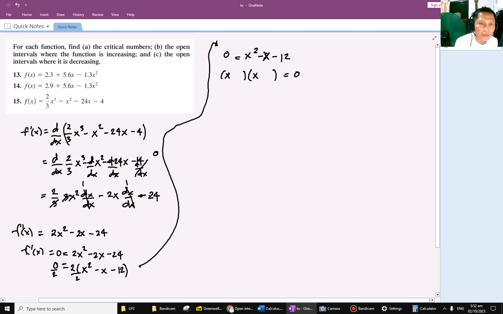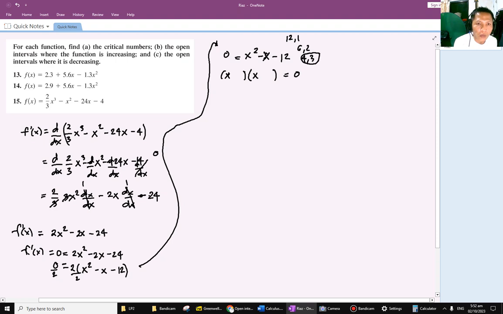The next is to find factors of negative 12, that will give you this one. So for negative 12, that should be, anyway, for 12, you have 12 and 1. You have another factor which is 6 and 2. You have another factor which is 4 and 3. So as you can see, the negative here, negative x, means you must choose this one.